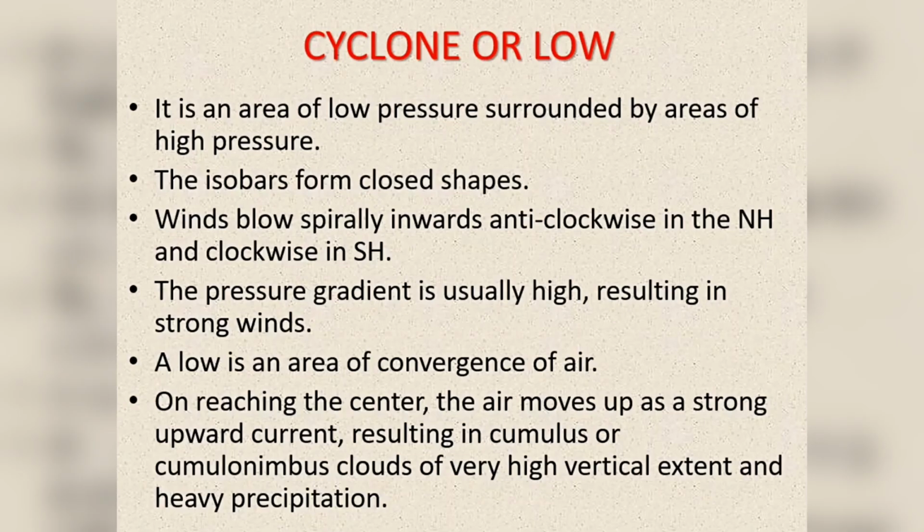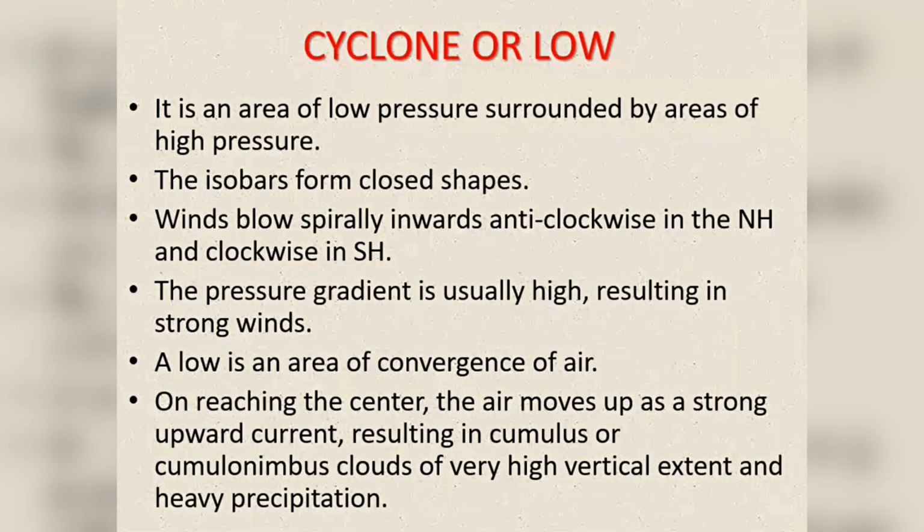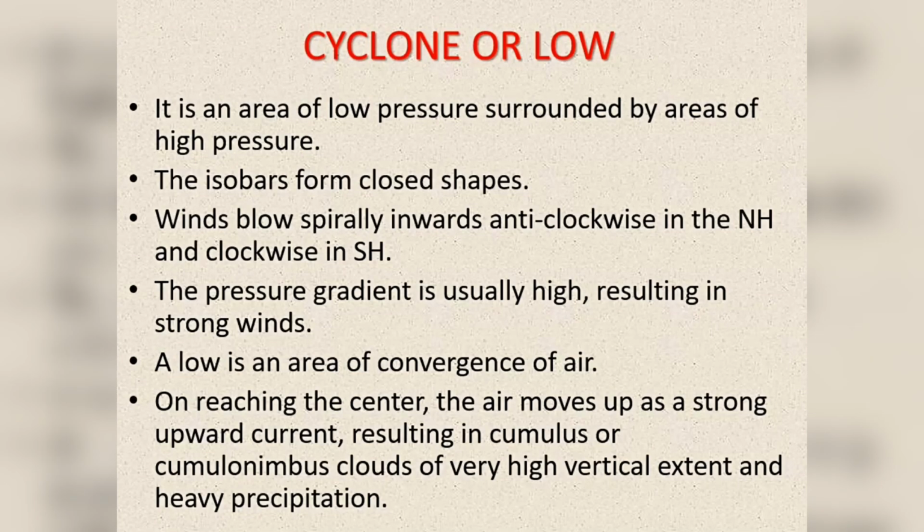So a low is basically an area of convergence of air. Somebody is trying to say something, isn't it? So a low pressure area is basically an area of convergence of air, meaning the air is trying to accumulate. And when the air is trying to accumulate, it has a tendency to rise. When it rises, it will get cooled below the dew point, causing cloud formation. Isn't it so simple to understand what happens around the low pressure and how the weather can be?